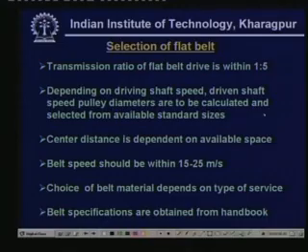Now, I come down to the fourth point, that the belt speed should be within 15 to 25 meters per second. This is from experience and some calculations, which have found that for a flat belt drive, a good speed lies between 15 and 25 meters per second, say 20 meters per second. We just take some average value.